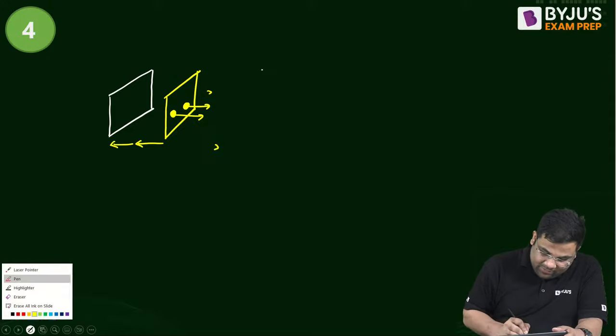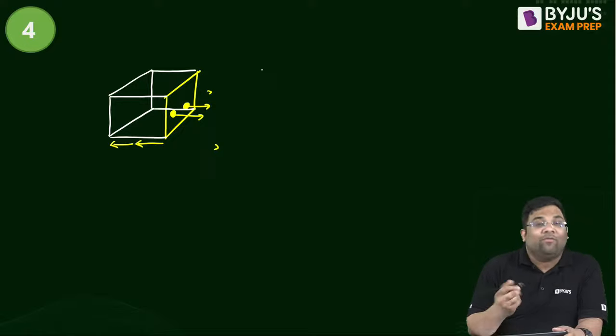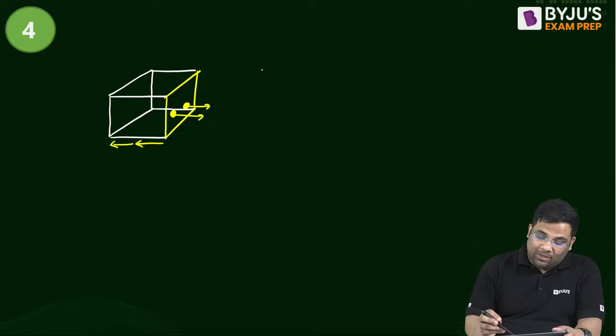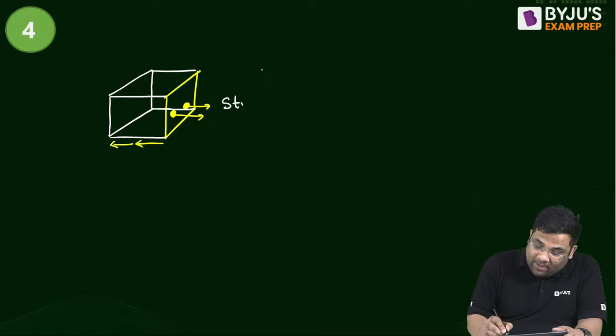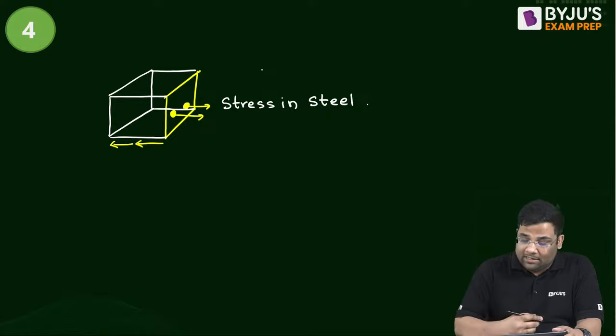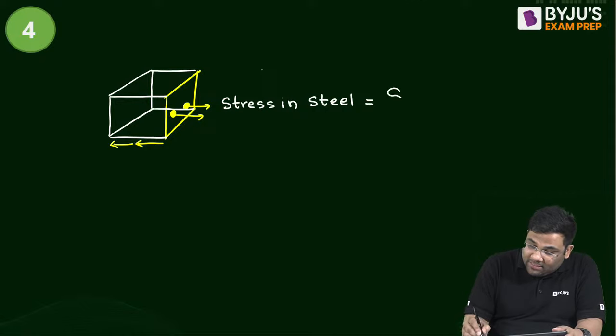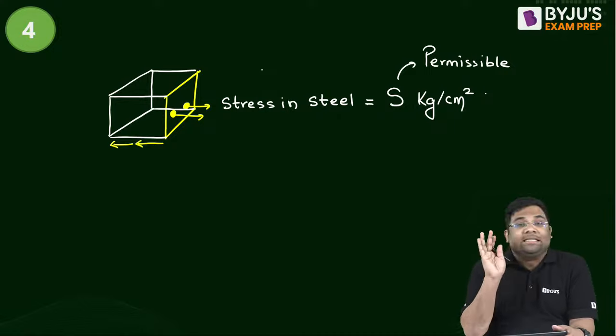Why am I explaining this? Because many students forget this formula. It is very difficult to remember, so better is to understand the formula. You see, I have taken half. Now, these are the stresses in steel. Why stress in steel? Because it is RCC, so steel will take that stress. Now, how much maximum stress can it reach? It can reach the permissible stress. Suppose that permissible stress is S kg per centimeter square.